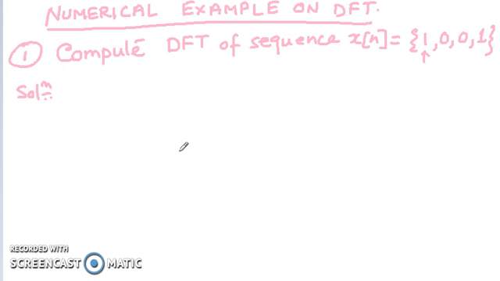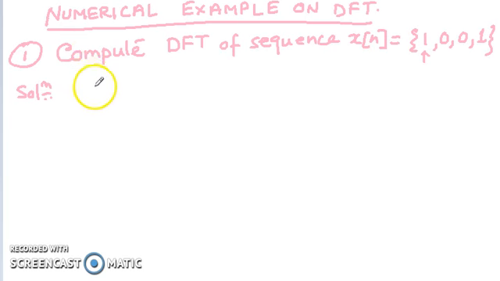So today our topic of discussion is a numerical example on DFT. Here is the question: compute the DFT of the sequence. It is a 4-sequence time domain signal, and we have to compute the DFT.